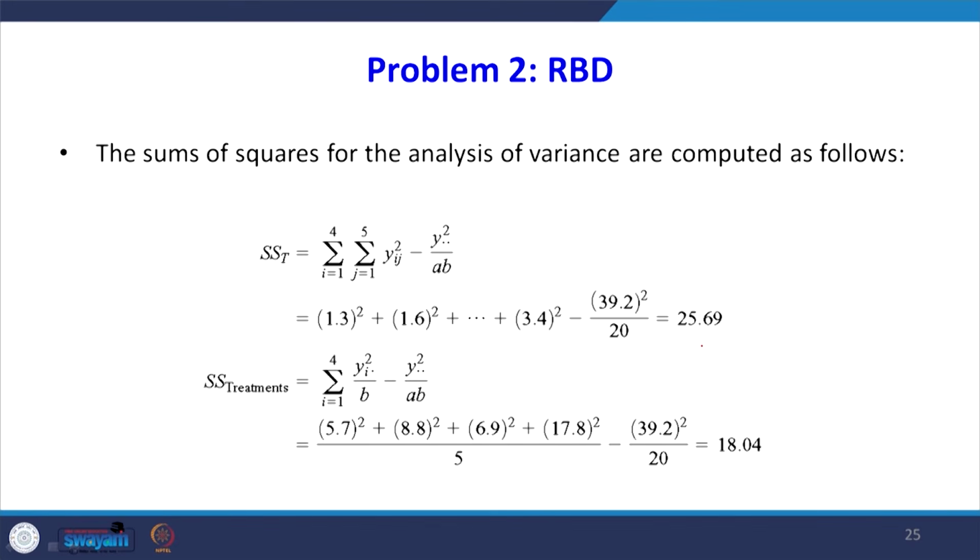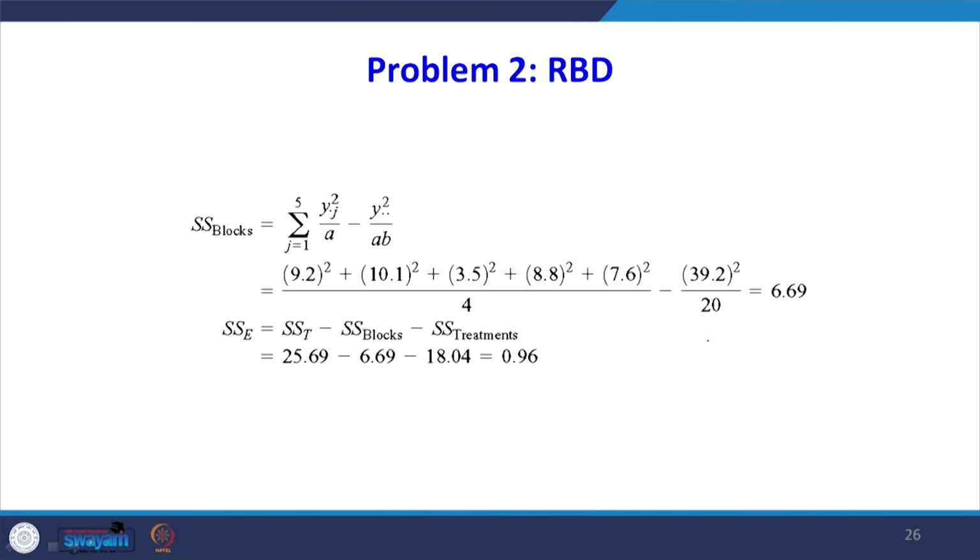So, SST is 25.69, that is the total sum of squares. Treatment sum of squares is 18.04. SS block is the sum of y dot j whole square by a, minus y double dot square by ab. So, this is 6.69. Now the error term: you see how I am finding it. SST, the total sum of squares, minus the sum of squares due to blocking, minus the sum of squares due to treatment.